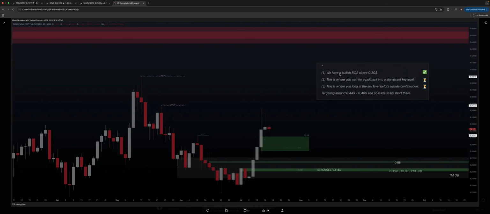Well, the checklist: we have a bullish break of structure here. Then you wait for a pullback into a significant key level. We had multiple key levels here, this 7-day, this 1 day, but this 2-day was most refined, and in my opinion, because of the fib and the refinement, the strongest level, as it was also last liquidity, right?